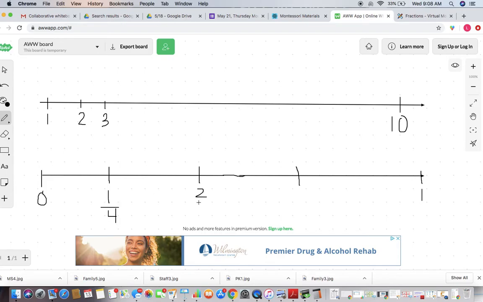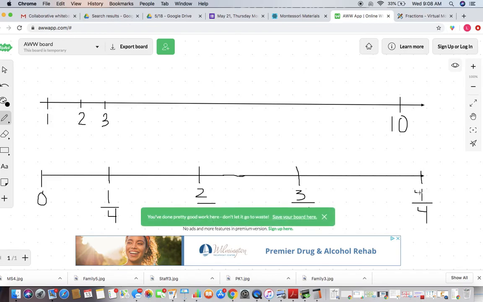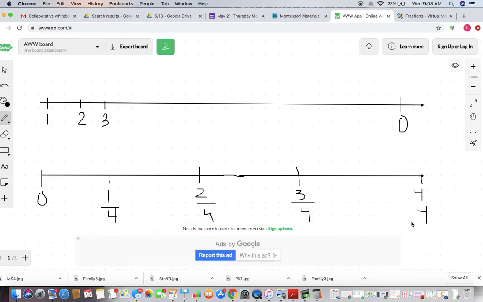This is 2 out of the 4 pieces here. This is 3 out of the 4 pieces here. And this is 4 out of the 4 pieces here. Which, remember, when we have the same top and bottom, it's 1. So it equals 1. So that's still our 1. So we can take any number of pieces and divide our line into those pieces from 0 to 1.